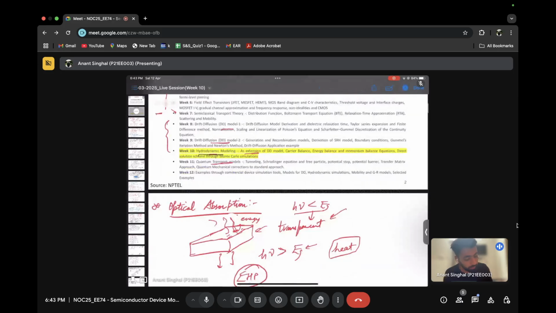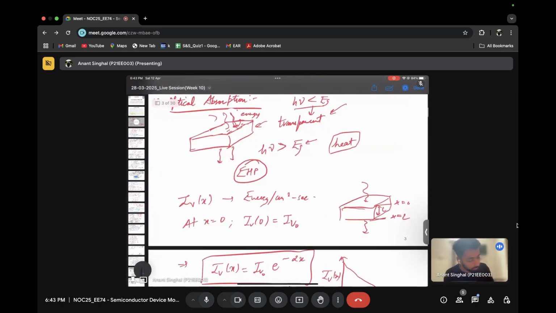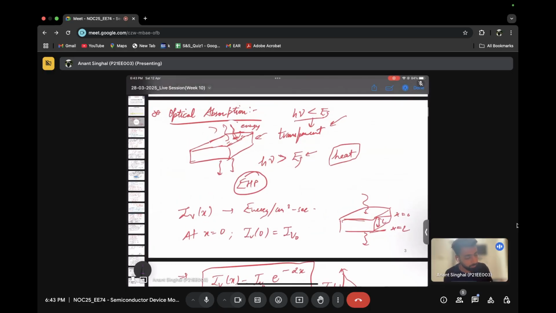Yeah, hydrodynamic model I did not cover. If you really want to see the mathematics, you can go through the lectures. But again, maybe they'll be very time consuming. So it all depends upon you.